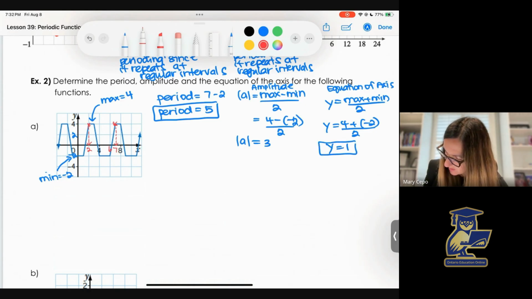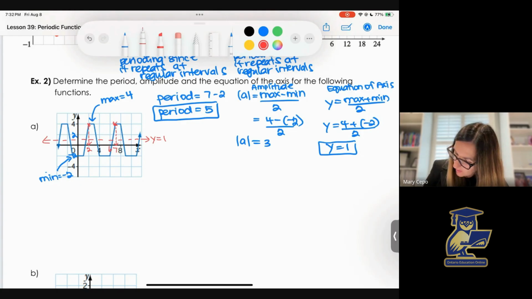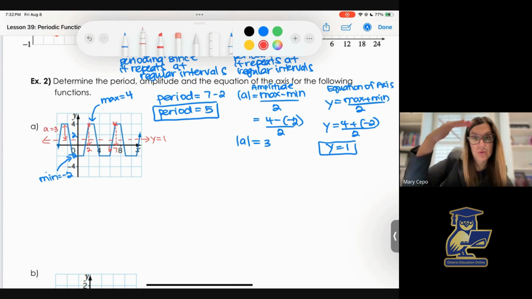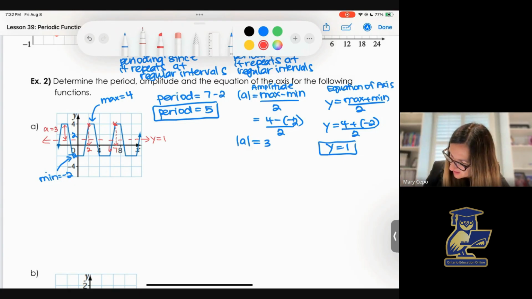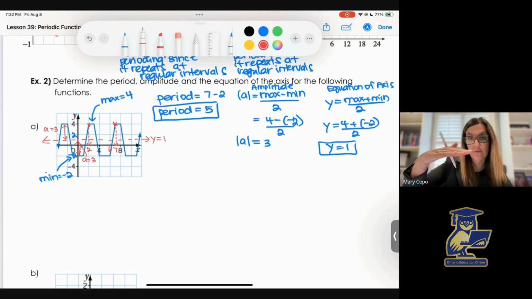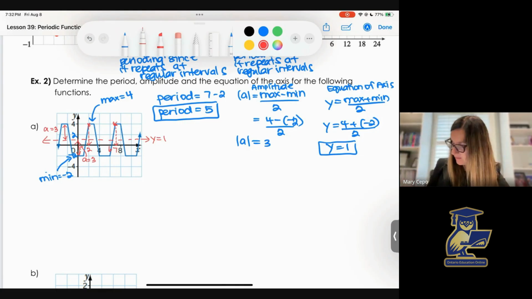So I'm going to again use a different color, dotted line. And y is equal to 1 is definitely the equation of axis, that halfway mark. And that would be my amplitude. A is equal to 3, the distance from the equation of axis to the highest point. And if you see the other way, that is also equal to 3.